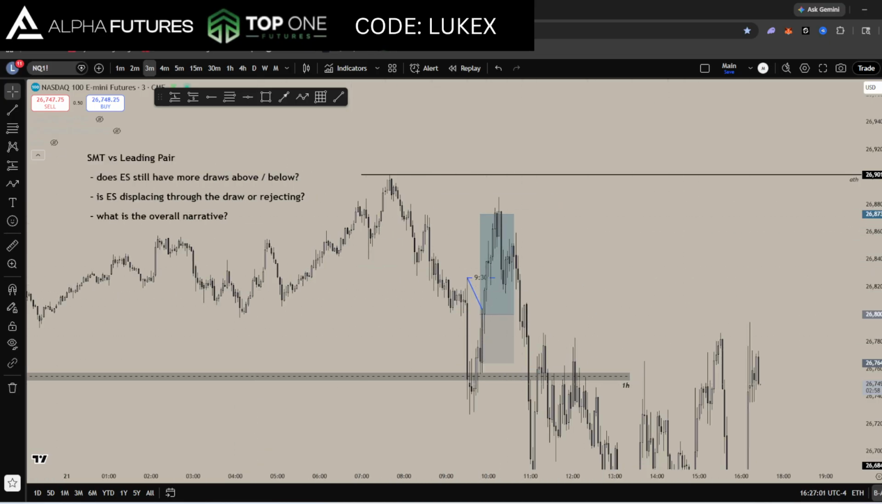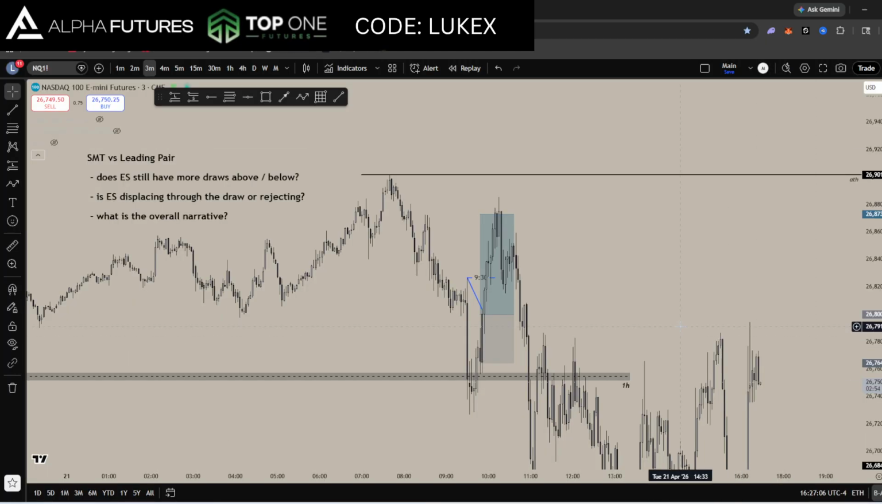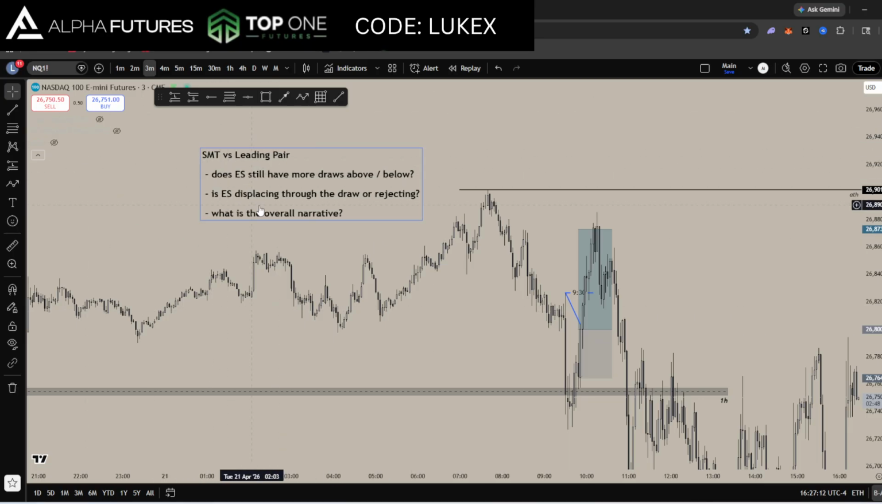I'm going to go through this example, this trade today. This is the trade that I took today. Here's the executions from the trade. If you guys want to watch it, it's the April 21st recap if you're watching this later on. So this is something that you need to look at.